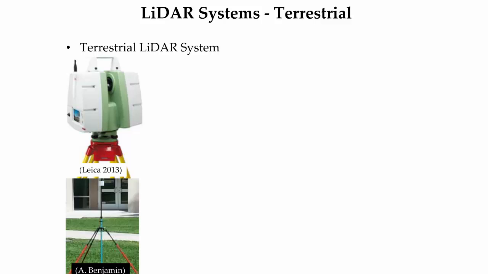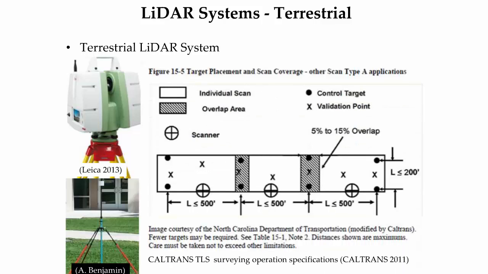Terrestrial LiDAR systems, or TLS for short, have traditionally used stationary platforms, such as tripods. LiDAR targets shown in the lower left-hand image are scanned from multiple scan setups and used for registering and georeferencing individual scans into a unified set of LiDAR points called a point cloud. The image on the right shows the spacing and number of targets needed to perform laser scanning work that satisfies the California Department of Transportation's technical specifications.